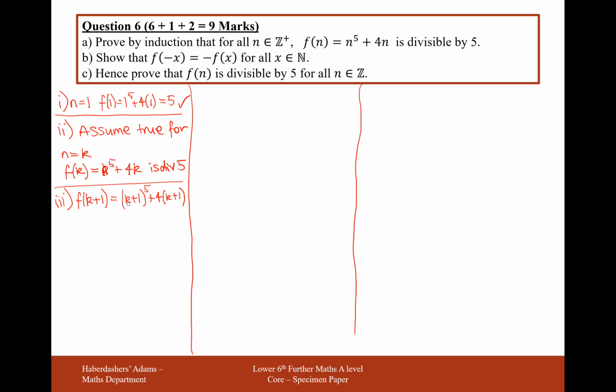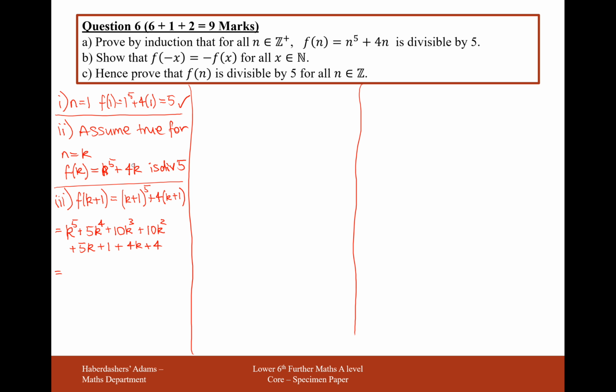Okay, so this k plus 1 to the power 5, that's going to be difficult unless we expand it. I think what I'll do is use the binomial expansion shortcut to expand this. So it's going to be k to the power 5 plus 5 choose 1, which is 5k to the power 4, plus 5 choose 2, which is 10k cubed, plus 5 choose 3, which is 10k squared, plus 5k, which is 5 choose 4, plus 1, and then we'll add on 4k plus 4.